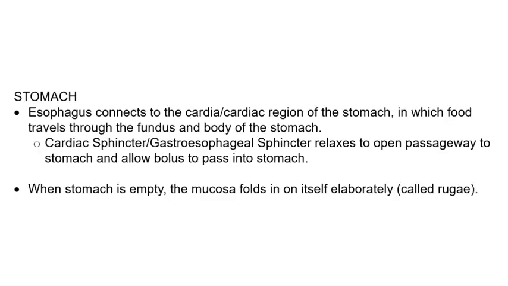The esophagus connects to the cardia or cardiac region of the stomach, in which food travels initially through the fundus and then to the body of the stomach. The cardiac sphincter, which is also called the gastroesophageal sphincter, relaxes to open the passageway to the stomach and allows the bolus of food to pass into the stomach from the esophagus. When the stomach is empty, the mucosa folds in on itself elaborately, and these folds are called the rugae.